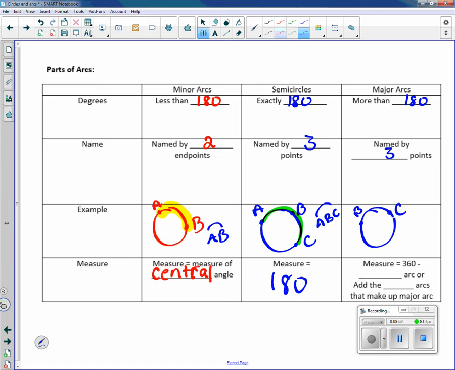B, C, D. Do y'all see that that is more than 180 right there? And it's one of two things. It can be 360 minus the minor arc, or you can add the minor arcs together to get your angle. Now, I know that probably doesn't make a whole lot of sense, but we are going to practice.